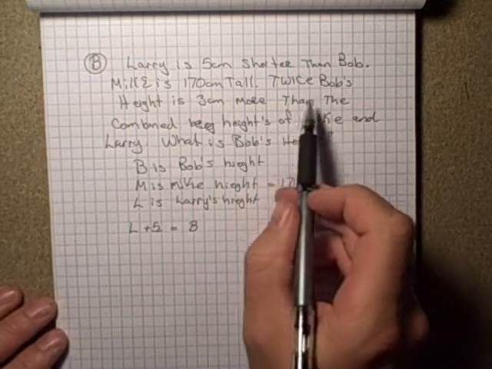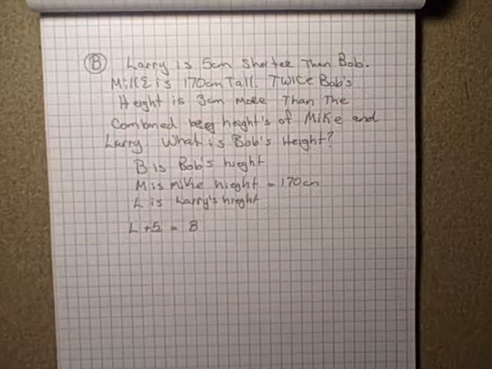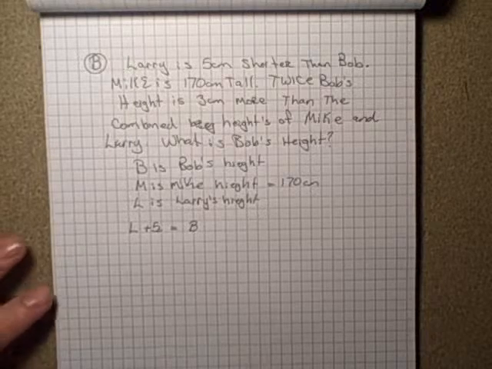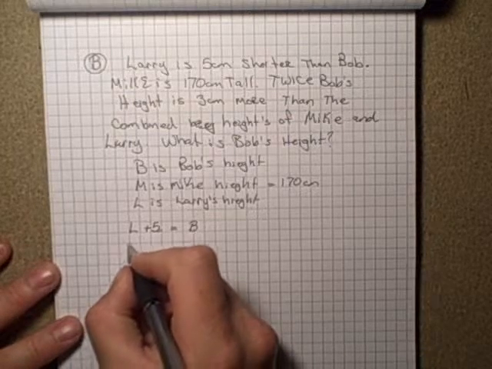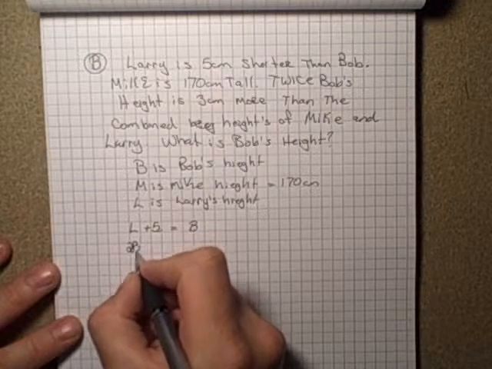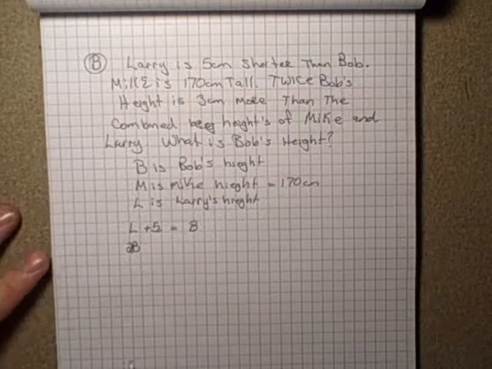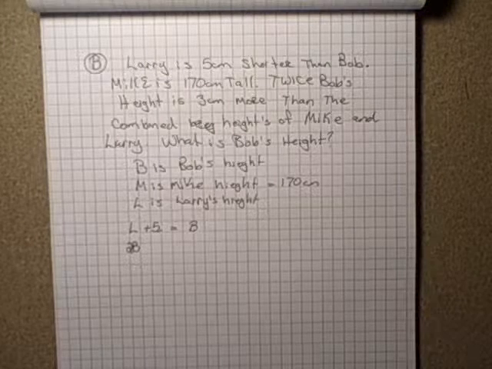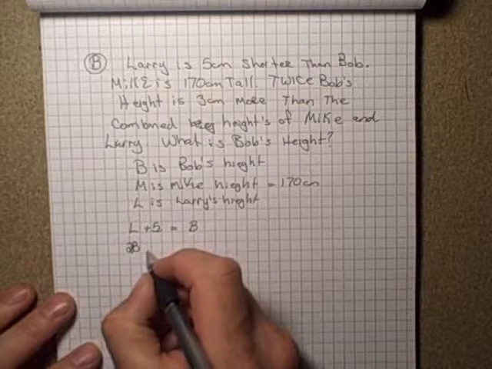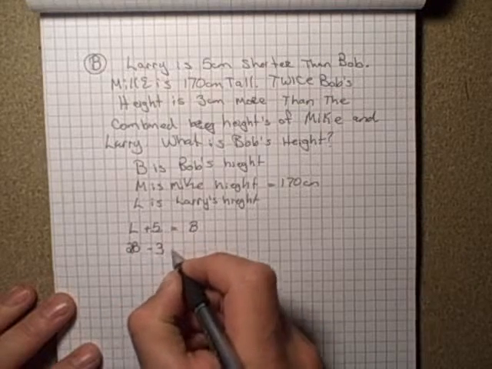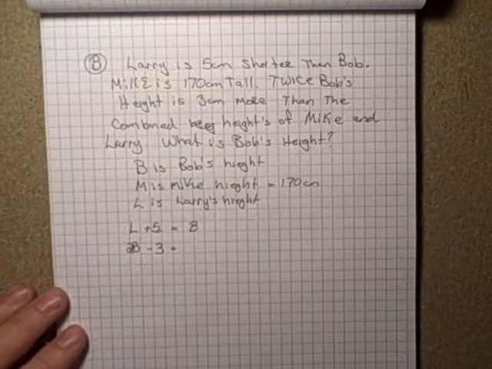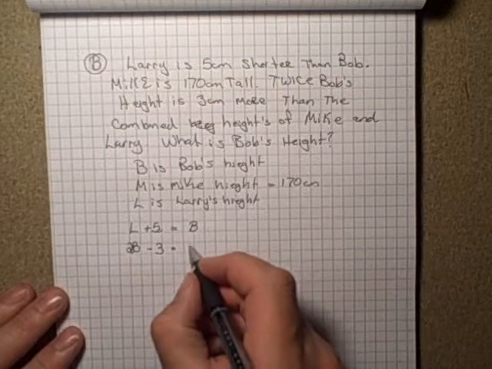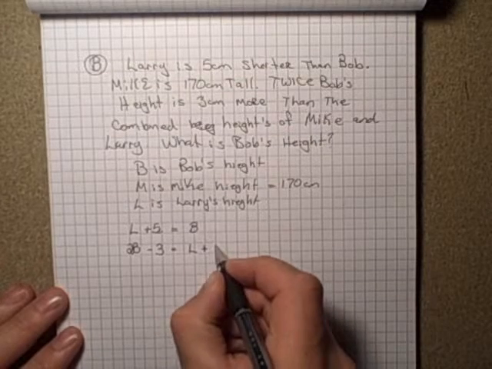Our second equation is going to come from the next step here. It says twice Bob's height is 3 more than the combined heights. Okay, so twice Bob's height is 3 more than the combined heights. So, in order to make them equal, we have to remove 3 from that. And that's going to be the combined heights of Mike and Larry. So Larry's L and Mike is 170.